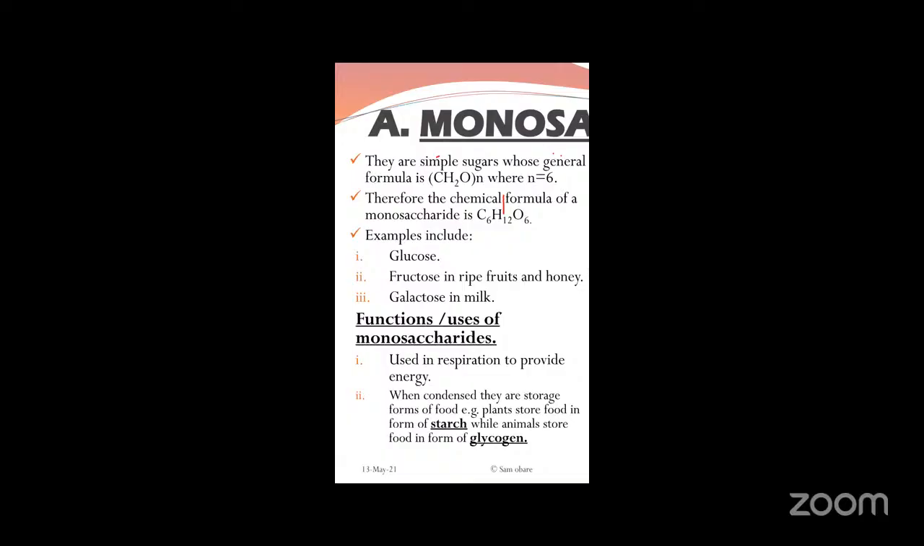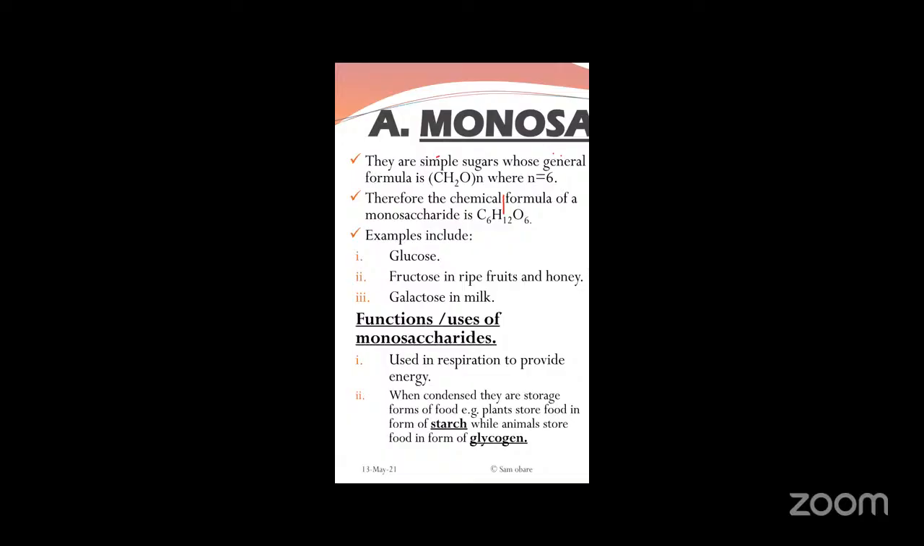Example number two is fructose, and fructose is found in fruits which are ripe, like when you take mangoes, oranges, or bananas. Those fruits that are ripe, when you consume them, you get fructose. Another very good source of fructose is honey. So the type of carbohydrate that you get from honey is fructose. And also the type of carbohydrate which you get when you take ripe fruits is fructose. So in an exam they can ask you, give the sources of fructose. You say ripe fruits and honey.